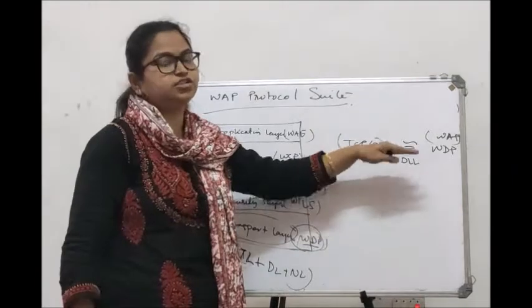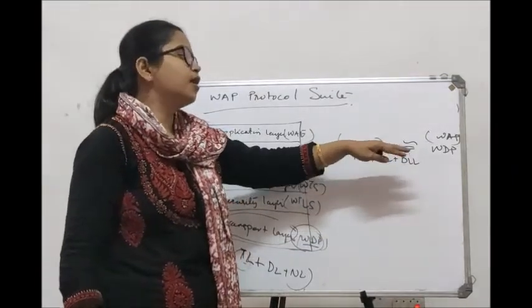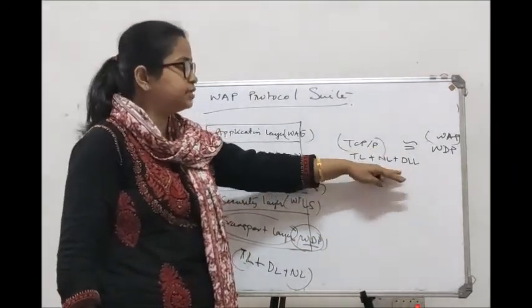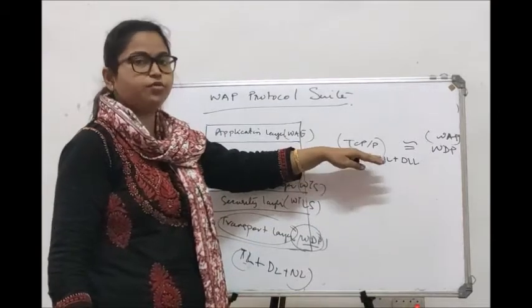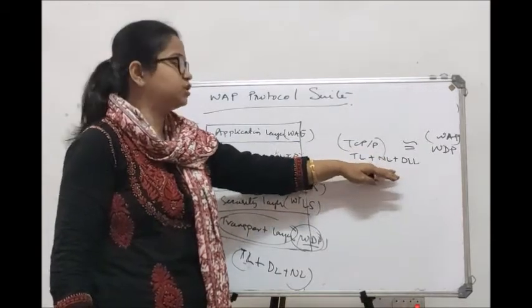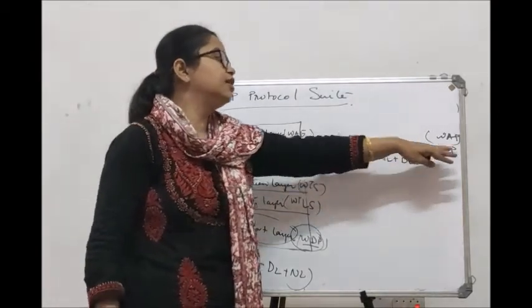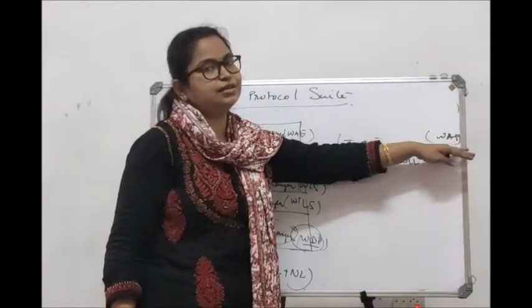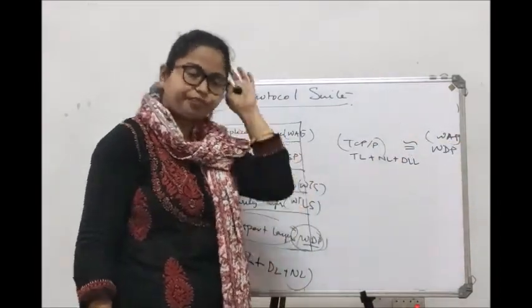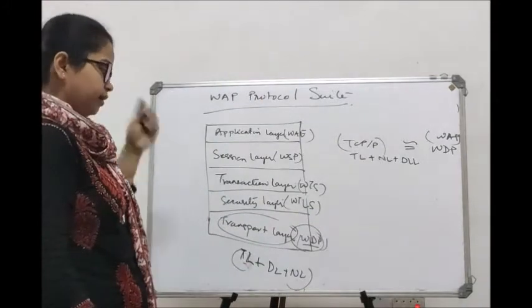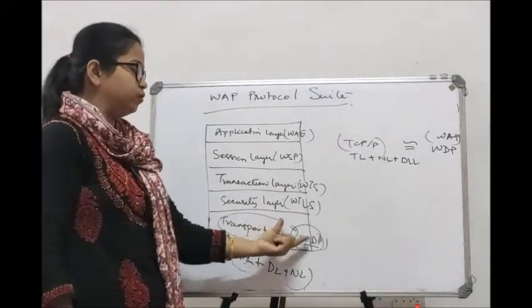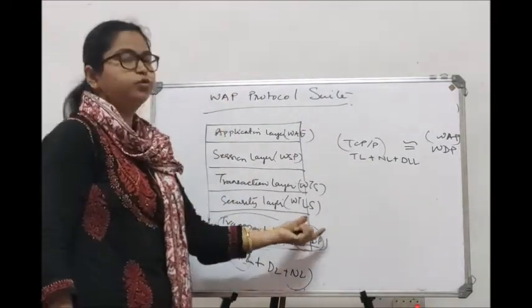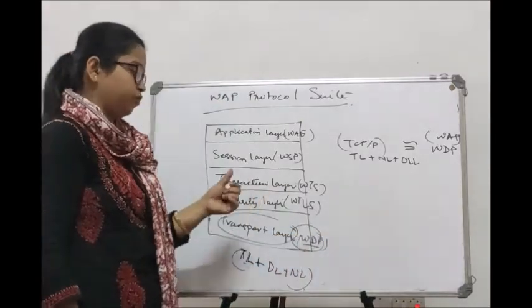All the functionality, that is flow control, error control, routing, IP addressing, connection orientation, and process to process communication, every functionality is present in the Wireless Datagram Protocol. So all these are done by the transport layer of WAP, that is WDP, Wireless Datagram Protocol, we call it.